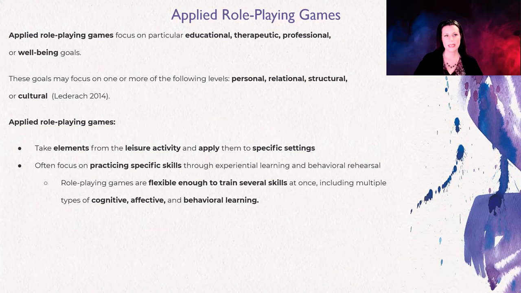And applied role-playing games take elements from the leisure activity and apply them to specific settings. So they may focus, for example, on practicing specific skills through experiential learning and behavioral rehearsal. Role-playing games are flexible enough to train several skills at once, including multiple types of cognitive, affective, and behavioral learning. We'll get into that a little bit more later, but essentially because role-playing is an activity where many things are happening at the same time, a lot of different kinds of learning can also transpire.